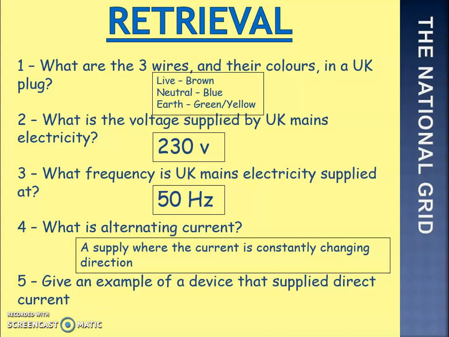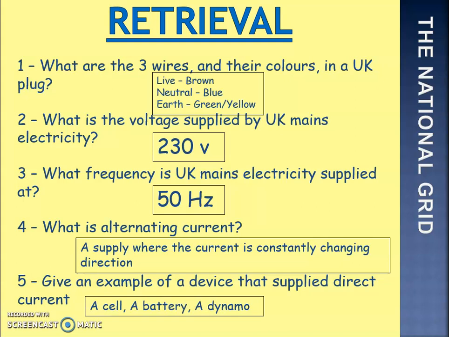And question 5. Give an example of a device that supplies direct current. We're talking about a cell, a battery, which is a series of cells together, or a dynamo. Okay, please pause the video to check you've got those answers right. If not, please correct them and green pen your answers that you've got correct.